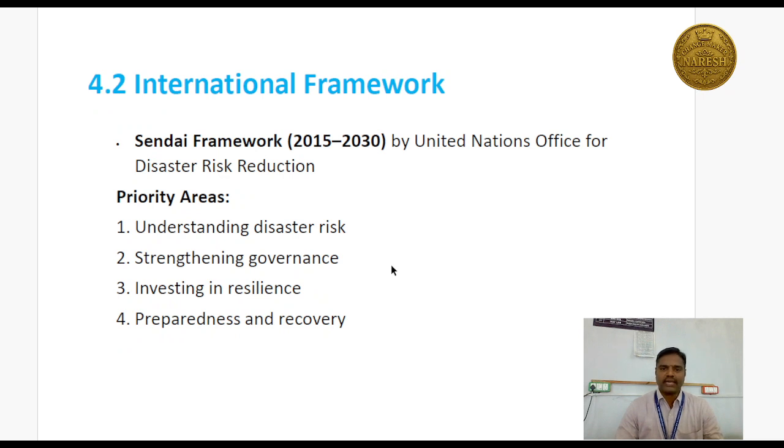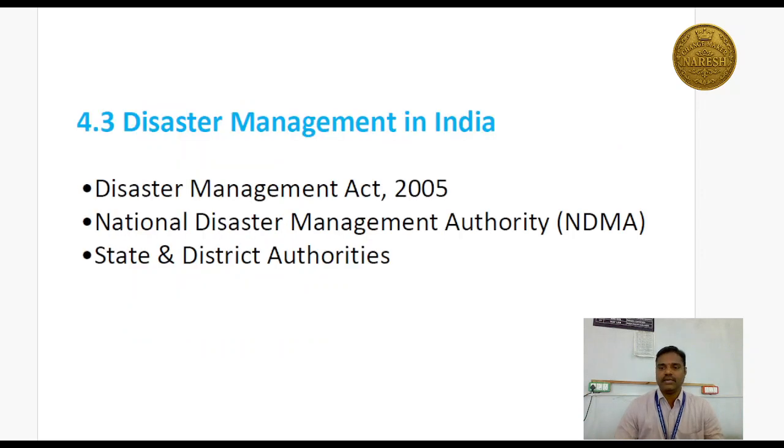Then when you talk about the international framework, the Sendai Framework, which is for 2015 to 2030, by the United Nations Office for Disaster Risk Reduction. The priority areas which are there: understanding disaster risk, the very first one. The second one is strengthening governance. The third one is investing in resilience. And the fourth one is preparedness and recovery. These are the four things which are there for priority areas.